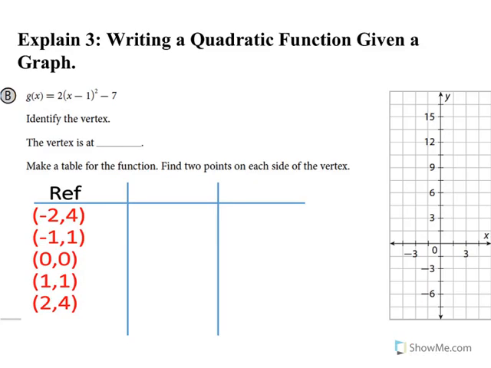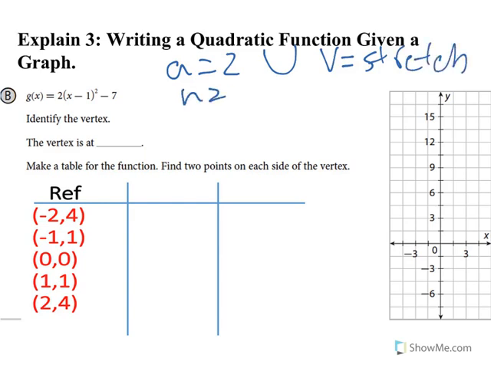Okay, so number 3, writing a quadratic function given the graph. Right. So here we have g of x equals 2 times the quantity x minus 1, quantity squared, minus 7. First, we see that a is 2, so the graph opens upward and we have a vertical stretch, and our h is 1 and k is negative 7, so it gives us that the vertex is 1, negative 7.